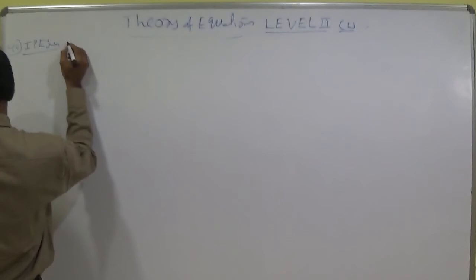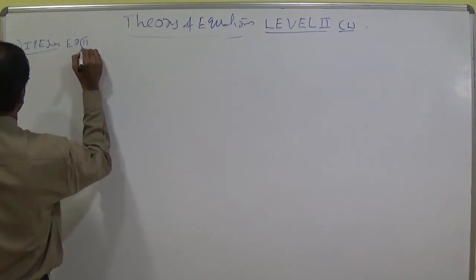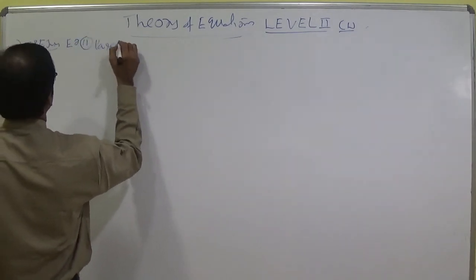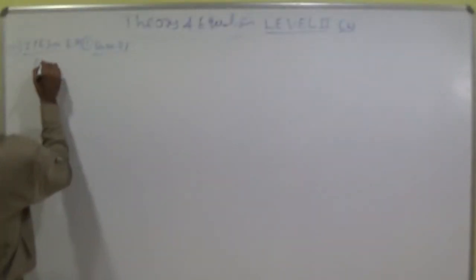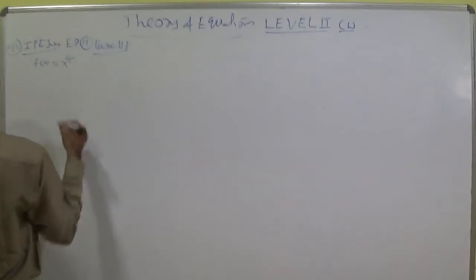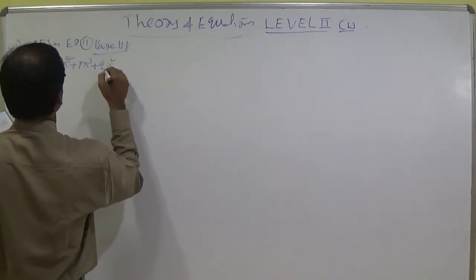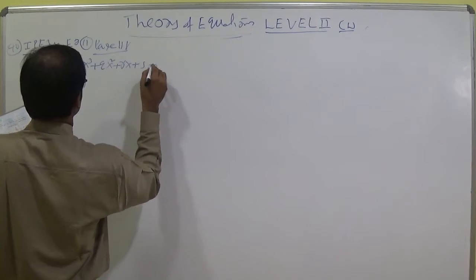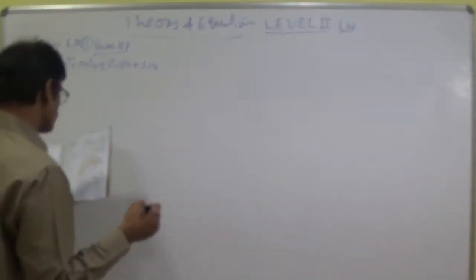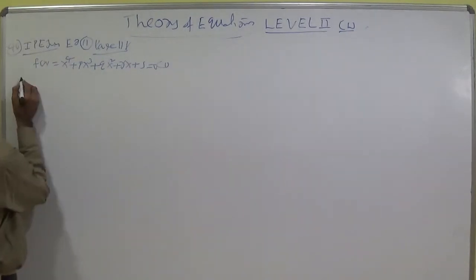Question number 40, IPE sum, page 118, example 11. Example 11, page 118, question number 40. f of x is equal to x power 4 plus px cube plus qx square plus rx plus s is equal to 0. The sum of two roots of the equation is equal to the sum of the other two. Put this as the first condition.